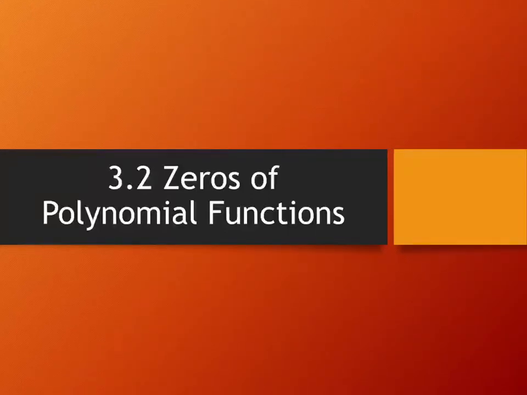All right, 3.2, we're continuing our discussion of polynomials. In particular, today we're going to be talking about zeros of polynomial functions. So zeros are actually places where it crosses the x-axis. That's what they are. So we're going to be looking at different ways of making those kinds of decisions and discovering those kinds of features.